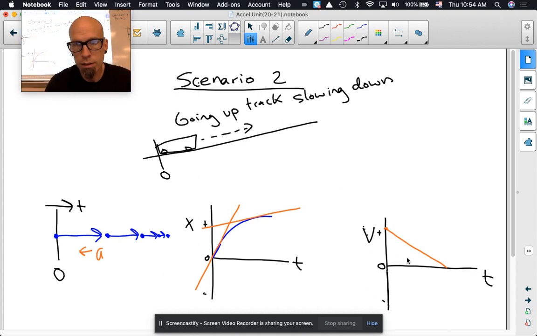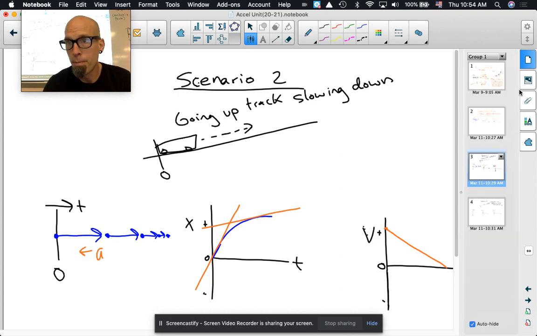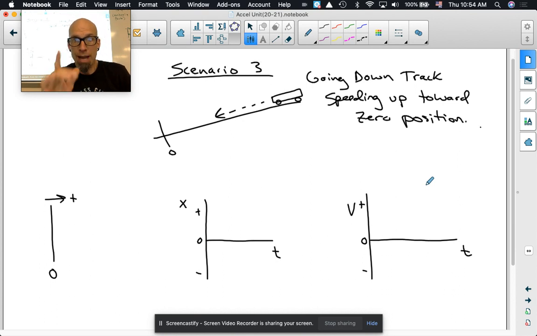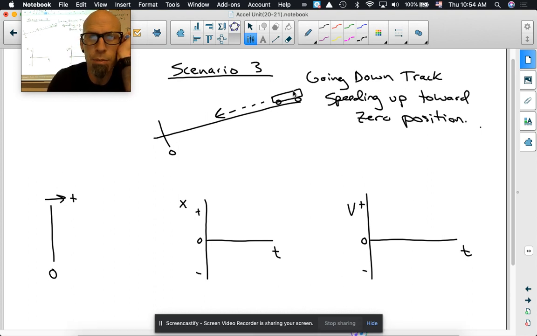Negative acceleration, okay? And then we had one more scenario. Last scenario was this one. So now I have the zero at the bottom of the track, but I started the go car off in what kind of position? Like where is the go car? That's in a positive position, and it's headed back down the track. So it's going down the track, speeding up toward the zero position. So it's getting faster going down this way.